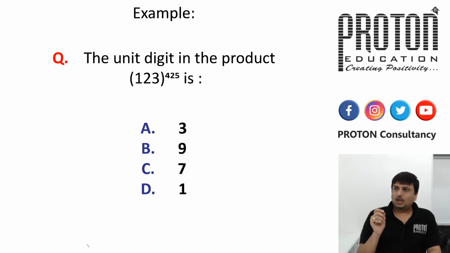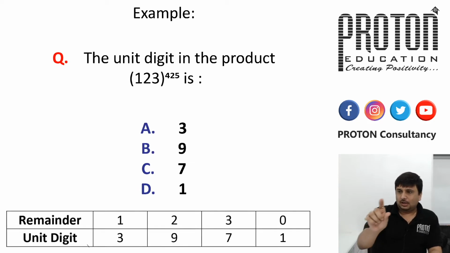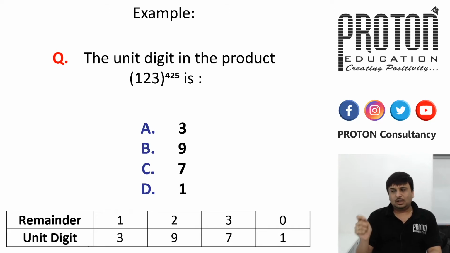So from the remainder 1, we understand, look at the table. When the remainder is 1, the unit digit will always be 3. When the remainder is 2, the unit digit would have been 9. When the remainder was 3, the unit digit would have been 7. And when the remainder was 0, the unit digit would have been 1.